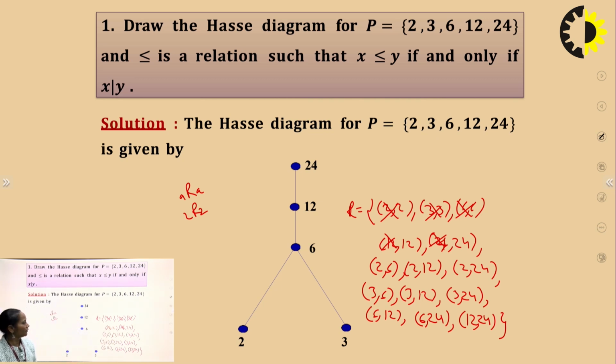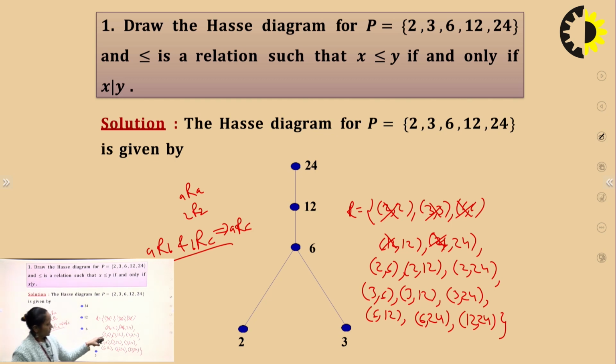The next thing that we have to remove is transitivity. What is transitivity? A is related to B and B is related to C implies that A is related to C. So here 2 is related to 6, then 6 is related to 12, so we can say that 2 is related to 12. It is a transitive relation, so we have to remove it. 2 is related to 6 and 6 is related to 24, then 2 to 24. Remove this.